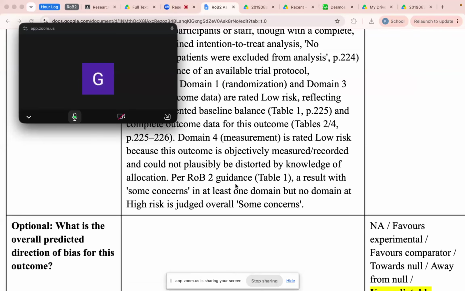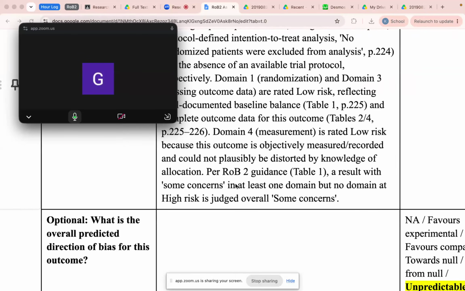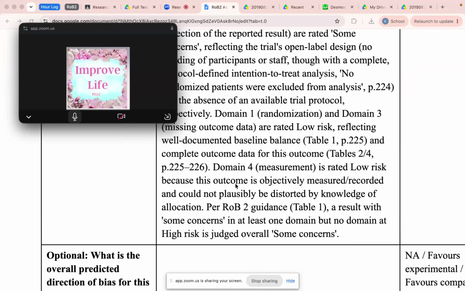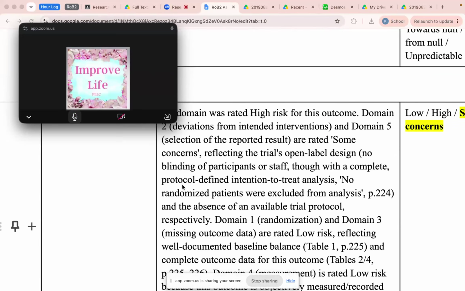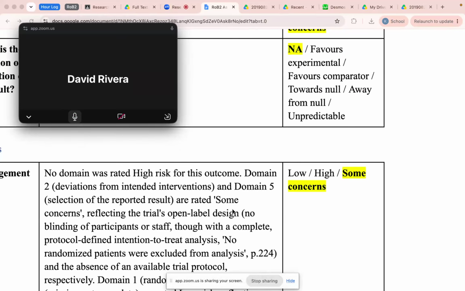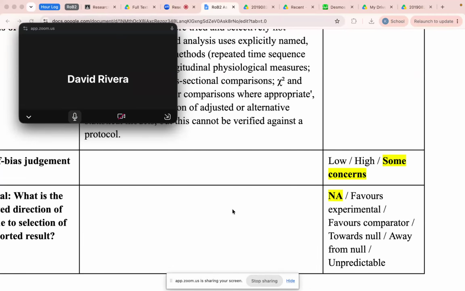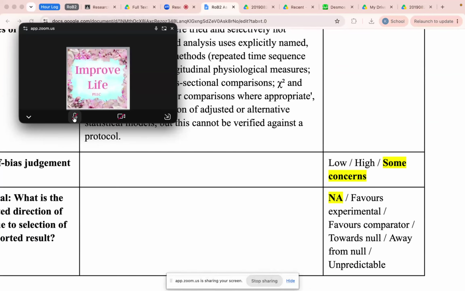Okay. Are we moving on to the next outcome, or are we only doing one? Well, did Mr. David say that his final assessment is some concerns? Yes, our final assessment is some concerns for this. All right. Okay. Very good. So pretty much we all got the same thing for the first outcome.